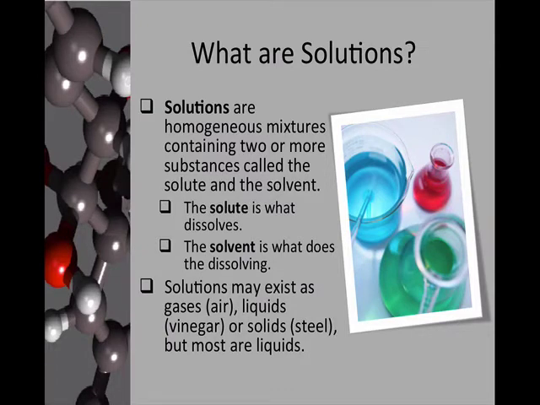The solute is what is dissolving. The solvent is what does the dissolving. And solutions may exist as gases. So if you think of all the air around you and all the mixture of gases that are in it, that's actually a solution of gases. There are solutions made of liquids, and an example of that is vinegar. Vinegar is a mixture of water and acetic acid. And then we can also have solutions that are solids, and any of your alloys that are mixtures, like steel or brass, are actually solutions in the solid form. But the most common ones we see are liquid solutions.